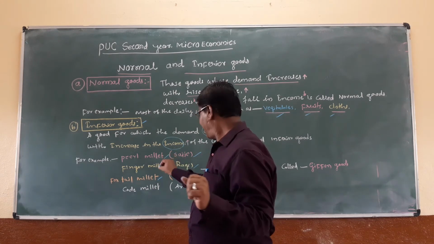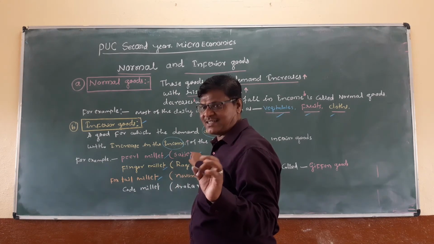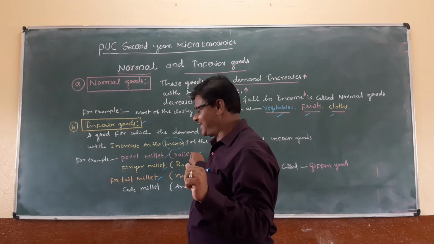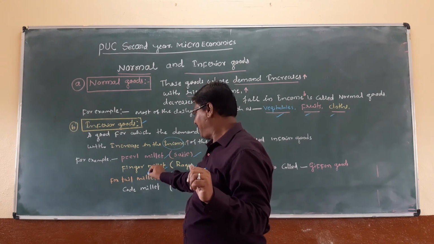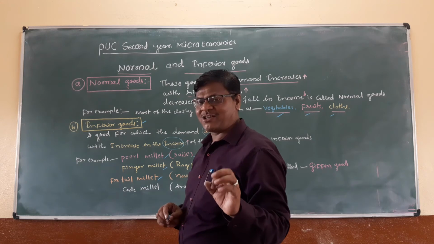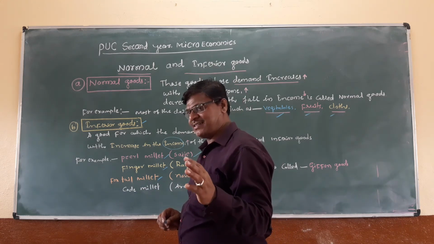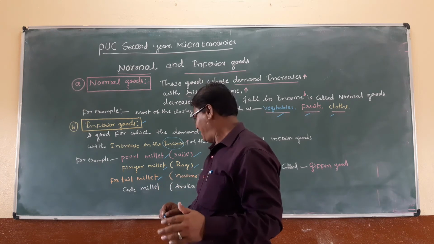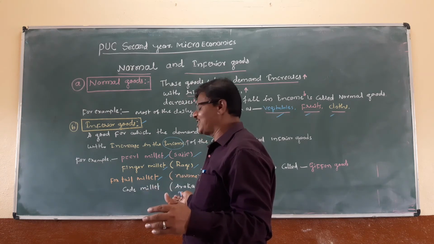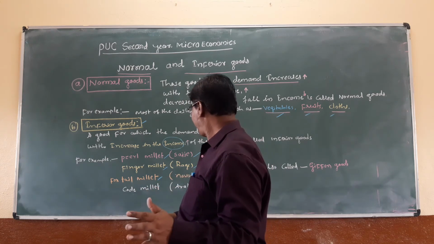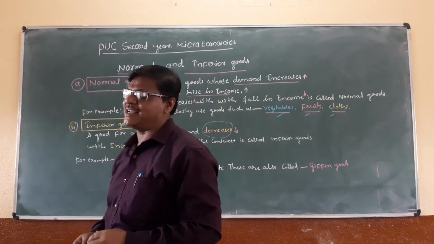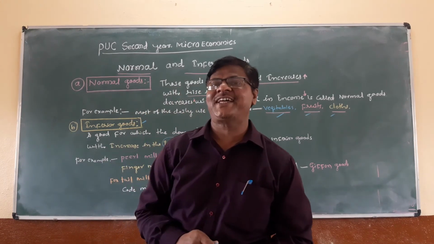For example, pearl millet, which in Kannada is called sajje. Finger millet, which in Kannada is called ragi. Foxtail millet, which in Kannada is called tameni. And kodo millet, which is called arakka. These are examples of inferior goods.